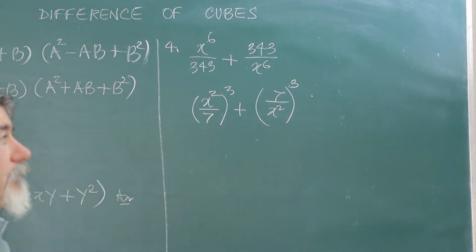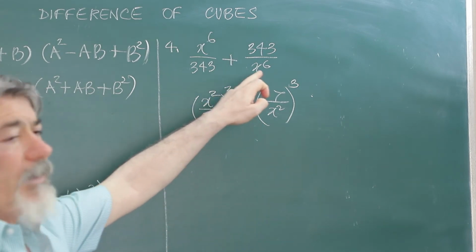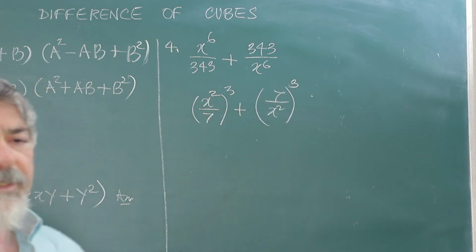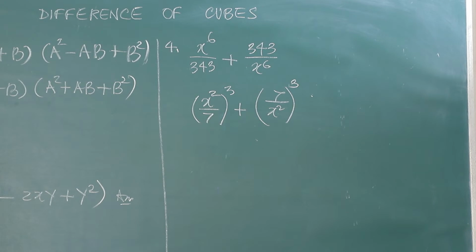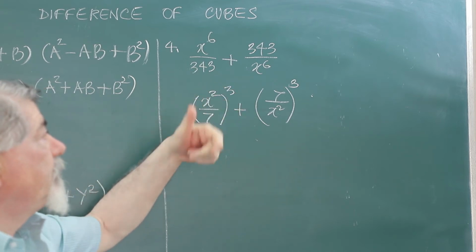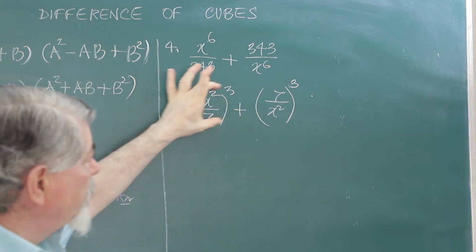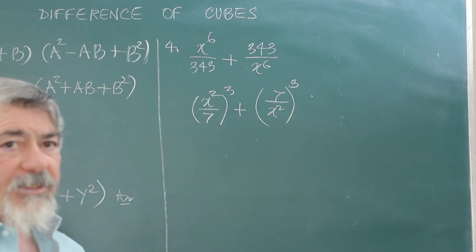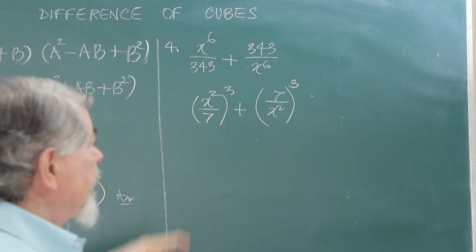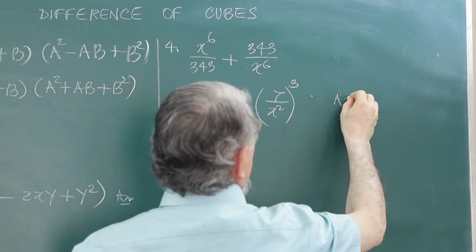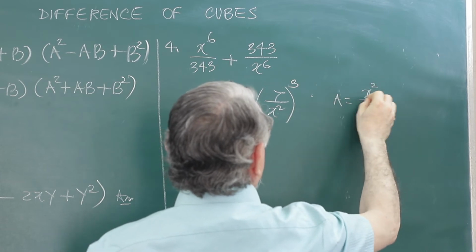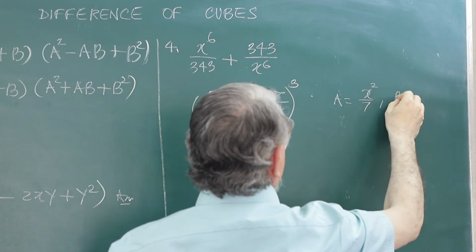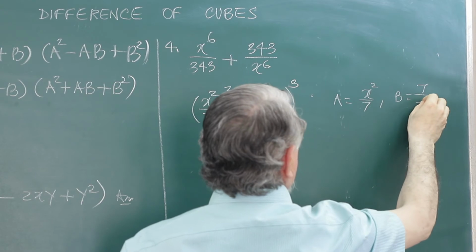Power to the power gets multiplied. x to the power 2 to the power 3, power to the power gets multiplied, will give you x to the power 6. And 7 to the power 3 is 343. So a cube plus b cube. In place of a, what is there? If you are confused, then you can always write a is x square upon 7, and b is what? 7 upon x square.